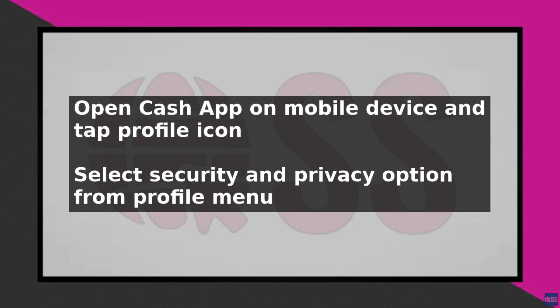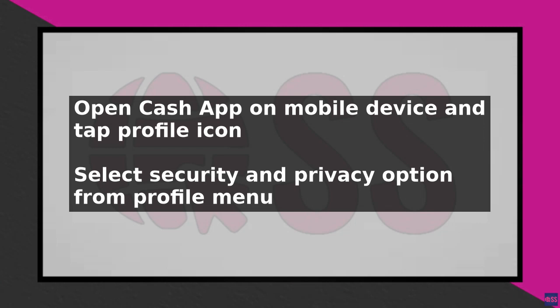To set up a PIN on Cash App, start by opening the app on your mobile device. If you do not have the app, download it from the App Store and create an account if you have not already done so. Once you have opened the app, tap on the profile icon located at the top right corner of the screen. From the profile menu, select the Security and Privacy option.